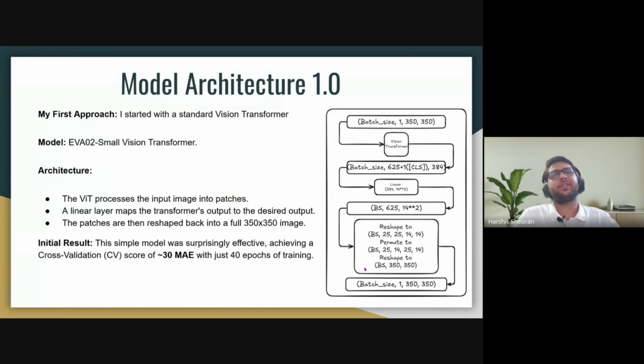The result was quite impressive. It was 30 MAE with just 40 blocks of training, really simple to train, really easy to make. Probably on the first or second day of the competition, I had this. This is where my baseline started.